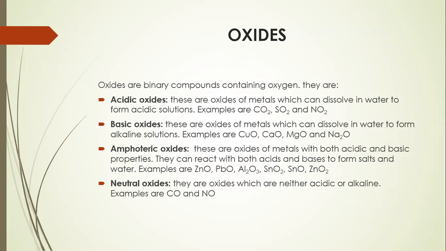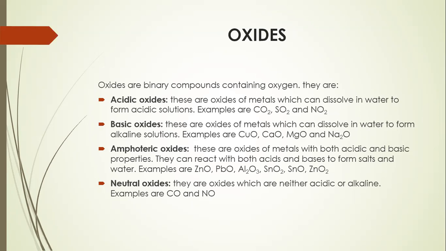The next one, amphoteric oxides. Now these are oxides of metals with both acidic and basic properties. What this statement explains is that they behave as both an acid and a base. They are not neutral, but they can show acidic properties, and again, they can show basic properties. They can react with both acids and bases to form salt and water. So they can act in two ways, in any direction.